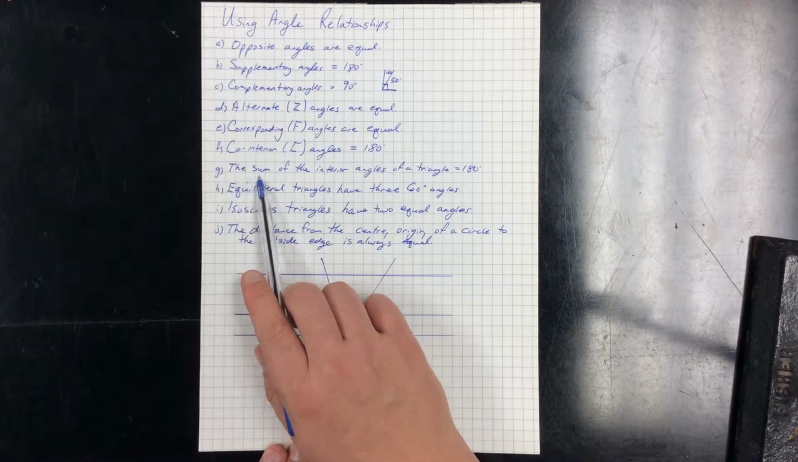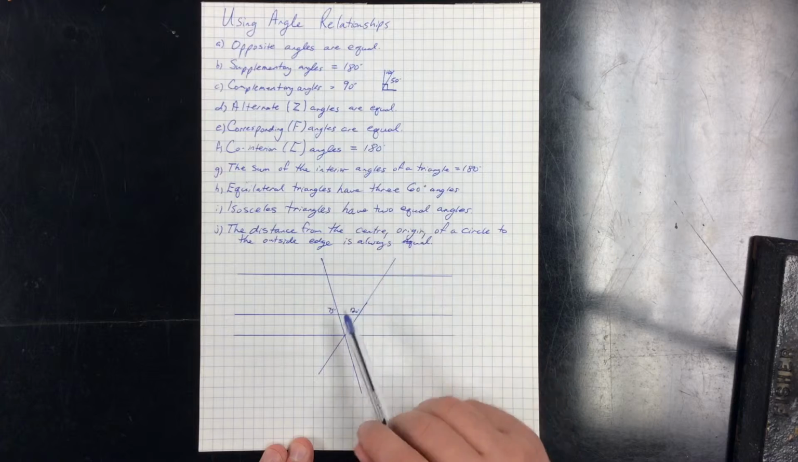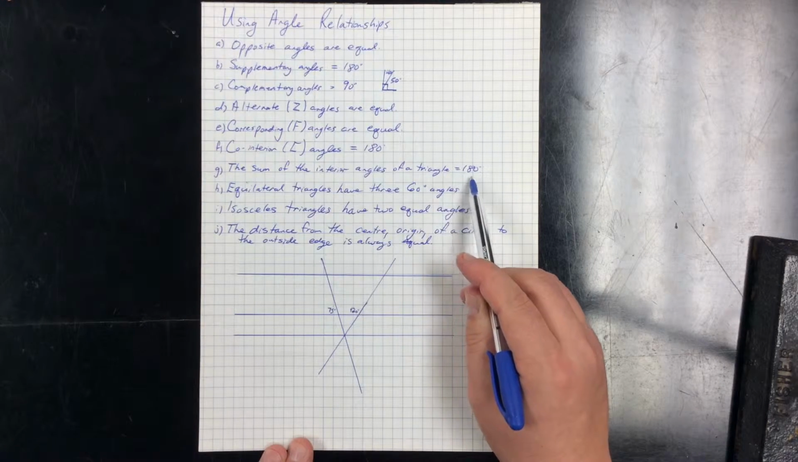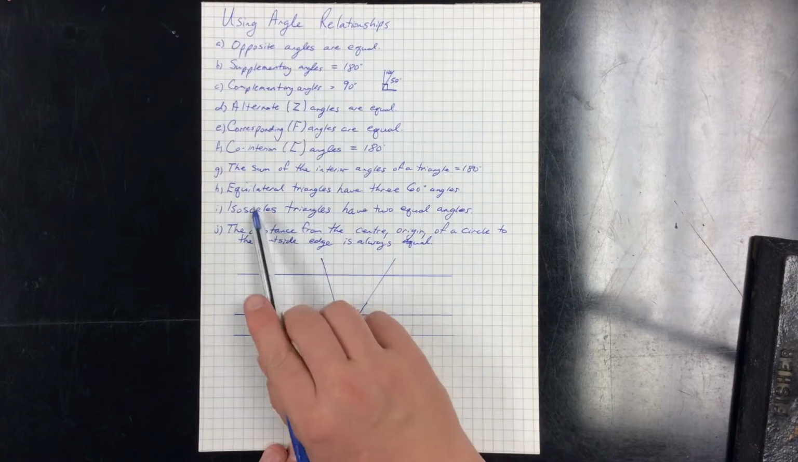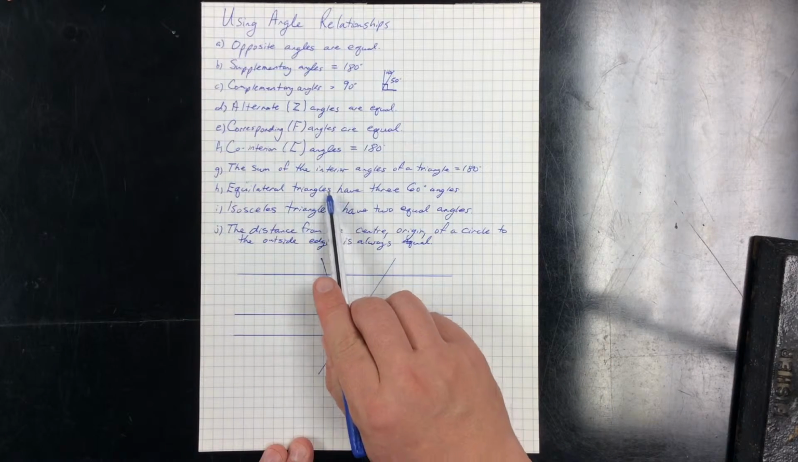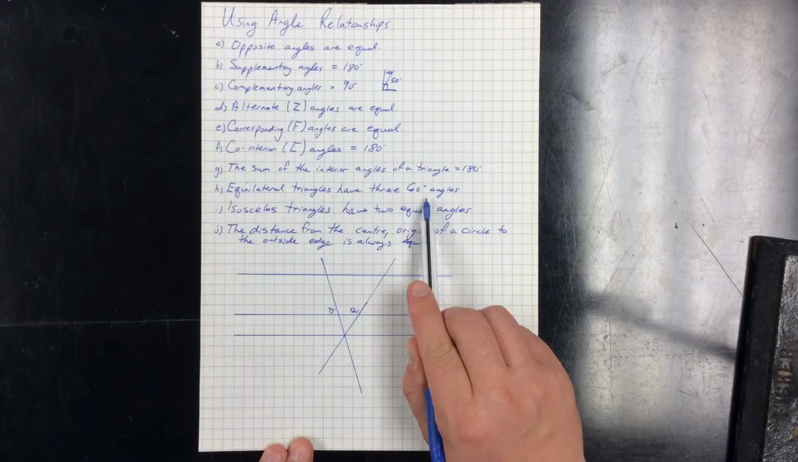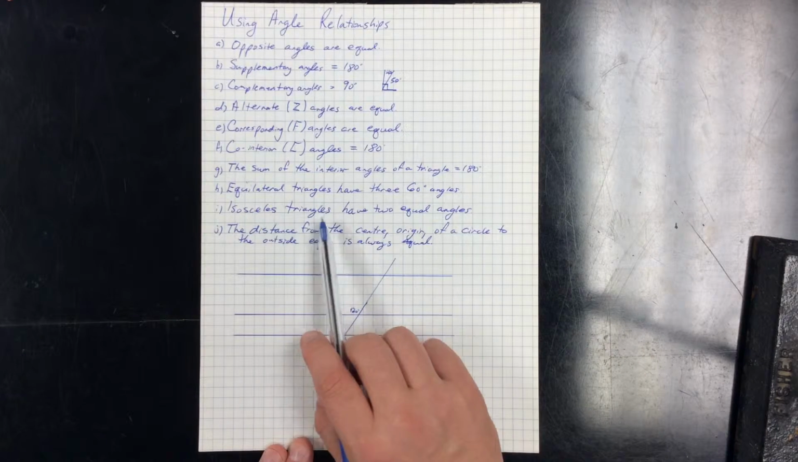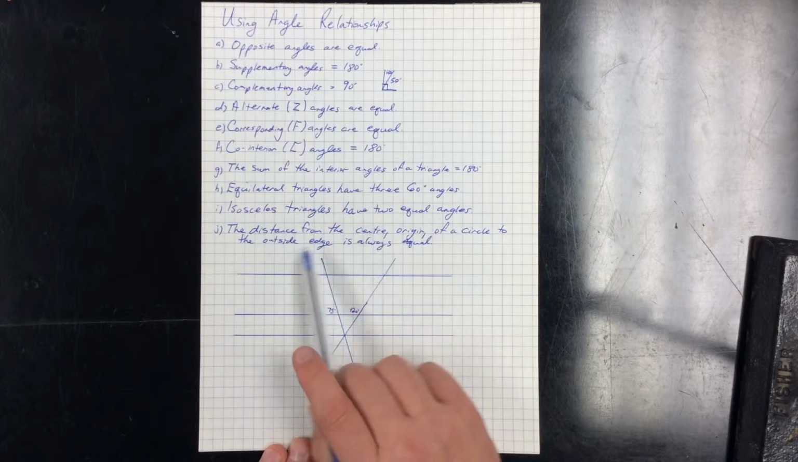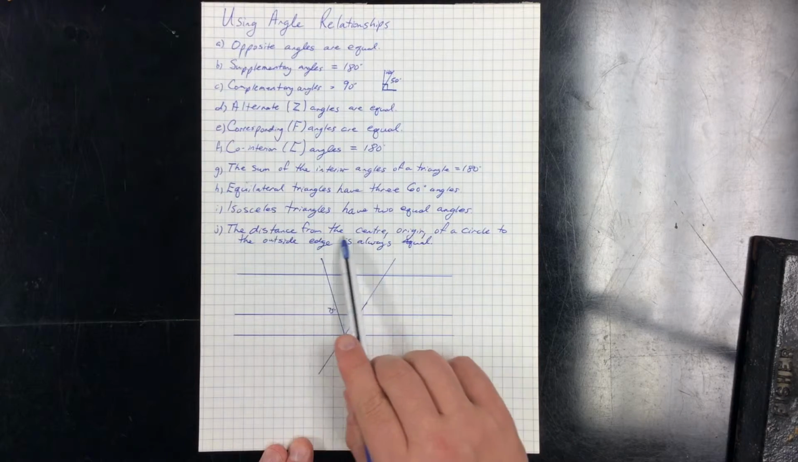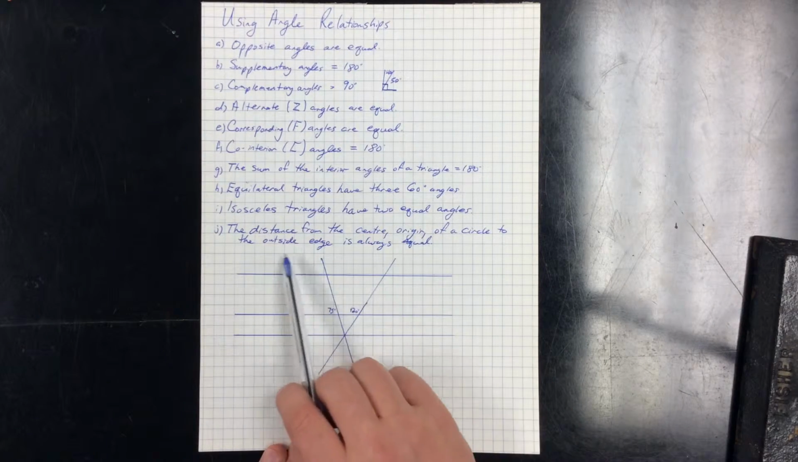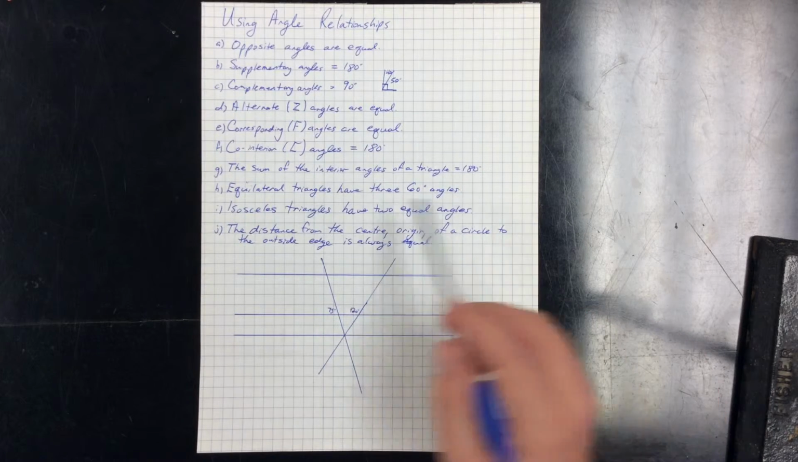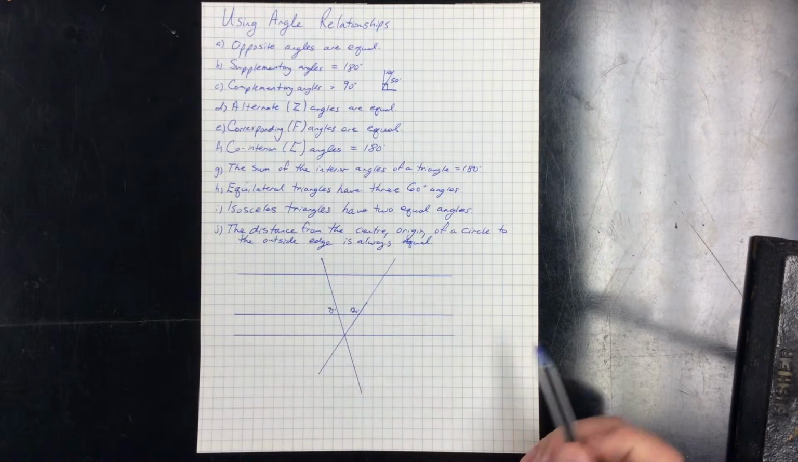We can also use triangles, the sum of interior angles of a triangle. I see a little triangle here and a big triangle here. The inside of those always add up to 180 degrees. If we had an equilateral triangle, all three sides are equal and all three angles are 60 degrees. Isosceles triangles have two equal angles. And if we had a circle, the distance from the center, the origin of a circle, to the outside edge is always equal. We can use that to form triangles, and specifically isosceles triangles.